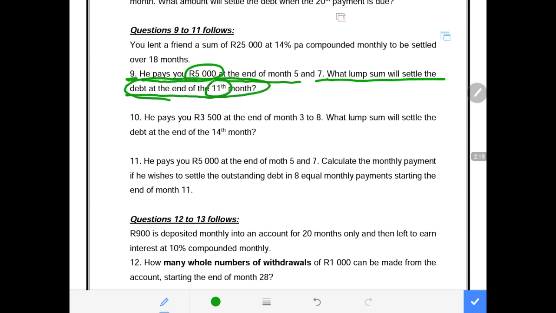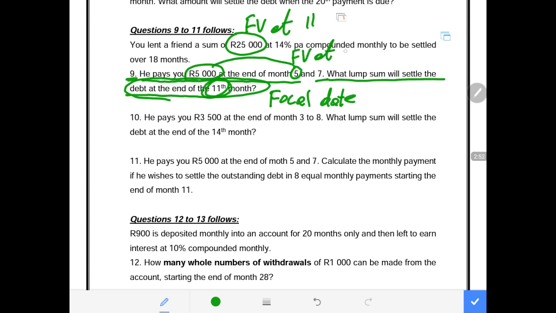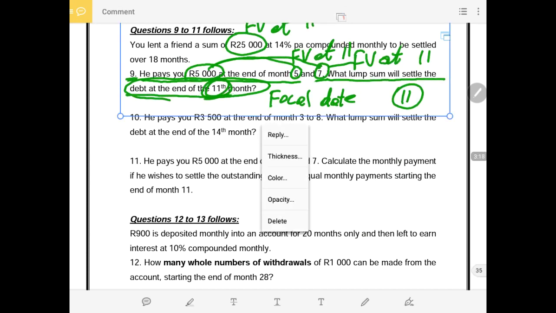So now the minute we are told of month 11, we do not focus on that 18 month period, meaning our focal date. If you remember, we spoke about the focal date in compound interest. Our focal date is month 11. So now we need to calculate the future value of the amount that was borrowed, meaning we need the future value at month 11. Then we also need the future value of this 5,000 that was paid in month 5. So we need this future value at month 11 because that is our focal date. And again, month 7 there was a payment of 5,000. So we also need the future value of this 5,000 from the end of month 7 up until month 11. So our focal date is month number 11. So that is where our directions are heading.